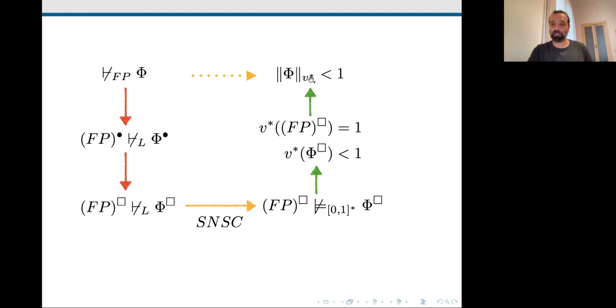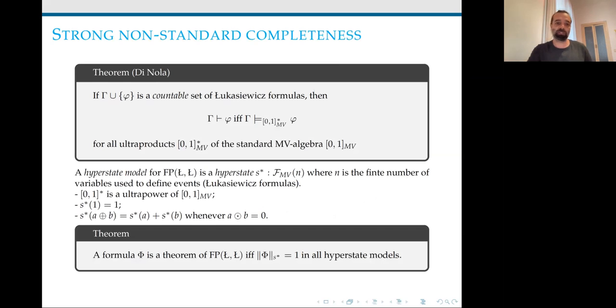What is this V star? Is it a state? Well, no, it's not really a state because states are real valued functions. So those are hyperstates. They are states in the sense that they satisfy the same equations, they are normalized and finitely additive, but they take values in the ultrapower of [0, 1]. So, modulo the strong non-standard completeness of Lukasiewicz logic, it is not difficult to see that the probability logic is complete with respect to hyperstate models, but we want the standard completeness.